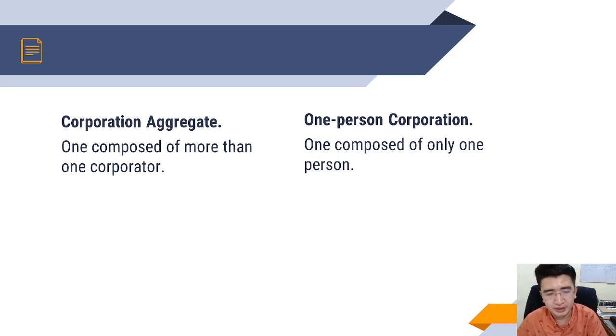Ito yung bago. Corporation aggregate and the one-person corporation. Corporation aggregate, ito yung dati nang existing na corporation before. Ibig sabihin, more than one or at least two, but not more than 15 na incorporators. But subsequently, pwede mag-increase ang kanilang corporators. Ibig sabihin lang yan, madami silang stockholders. Okay? But with regards to one-person corporation, it is composed only of one person. This is the new law. Okay? Single or sole corporation.